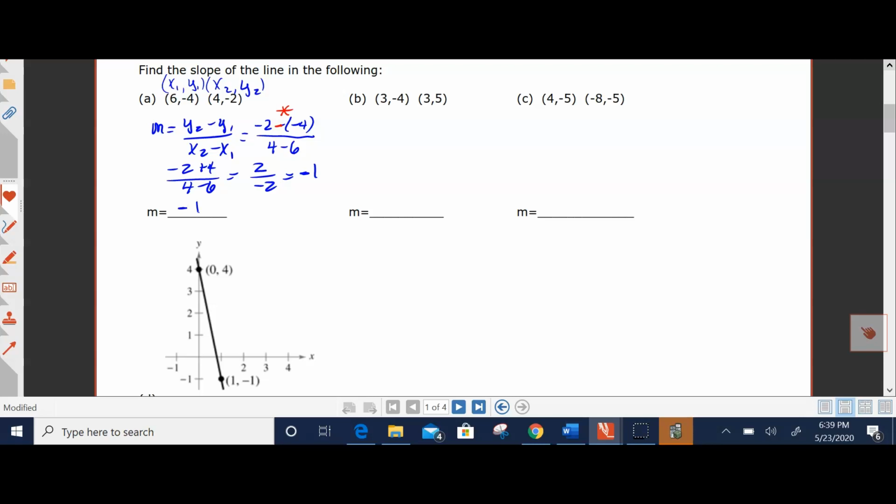Work on the next two. You might want to pause it, work them out, and then come back and check your answers.